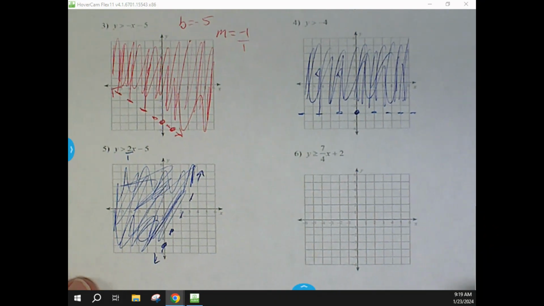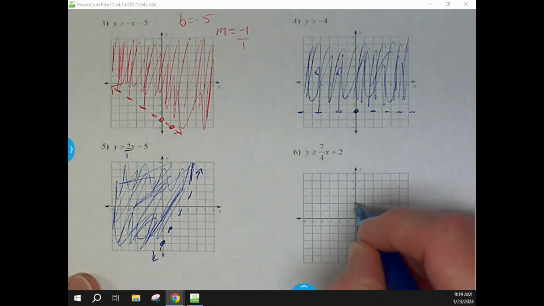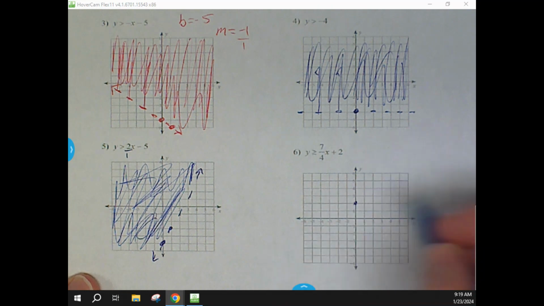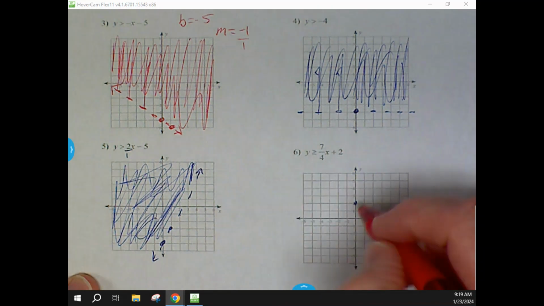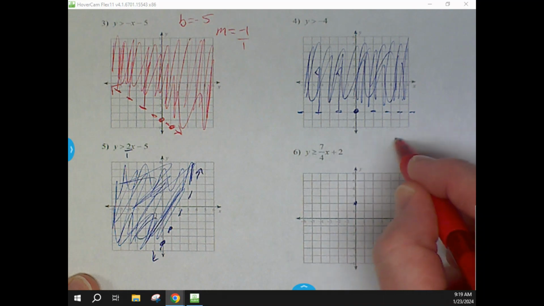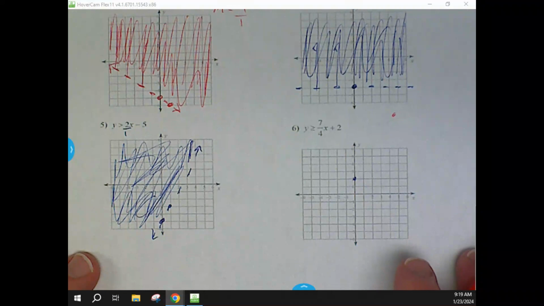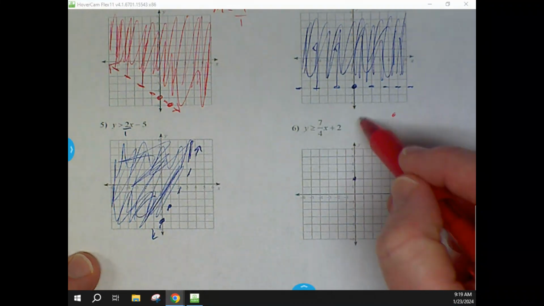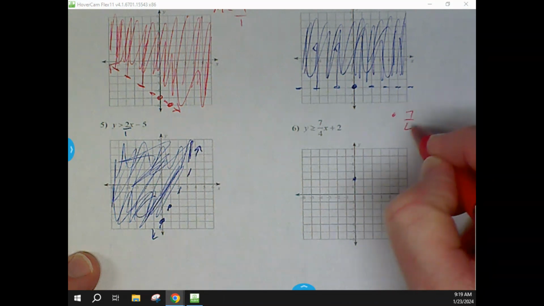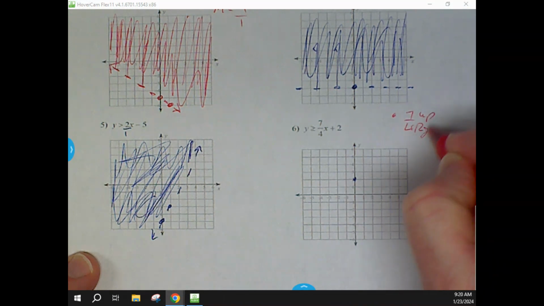All right, and with number 6, start at +2. All right, here's the problem. If you go up 7 over 4, somewhere over here, right? Can you plot that point? So that's the one that's kind of a hopefully good review. That's where you can go backwards to get the next point. So instead of going up 7 and over 4, we're going to go the opposite.